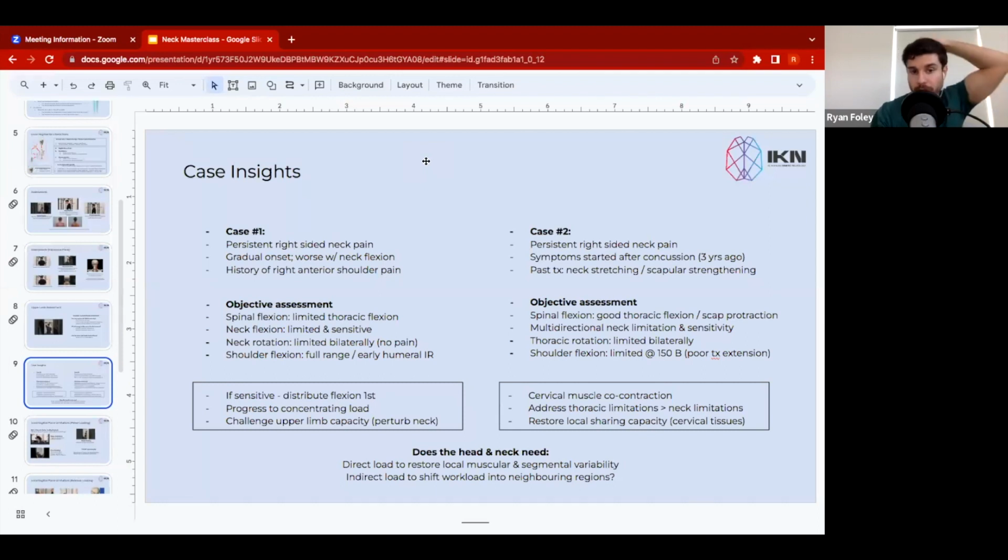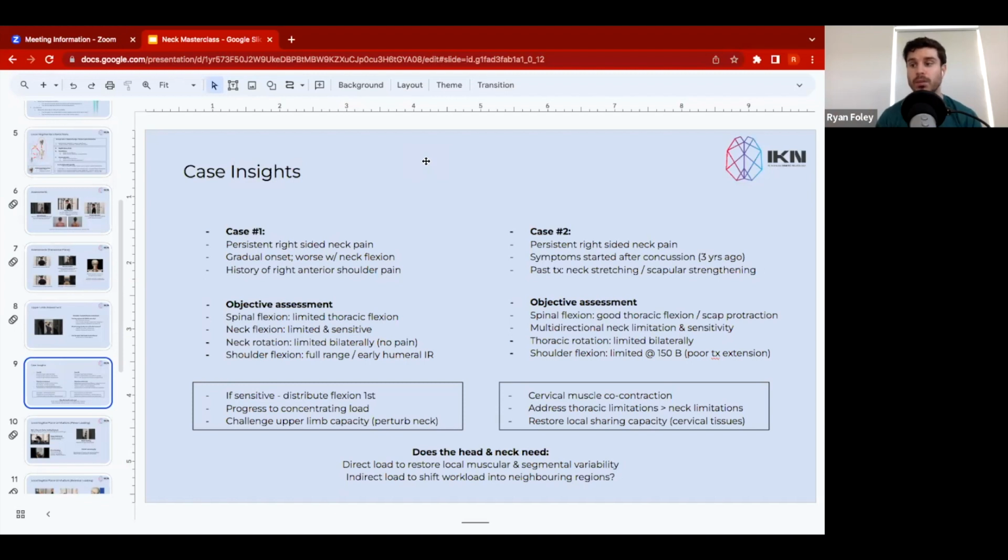Okay, so let's look at two different case scenarios that may represent individuals that have different needs. Okay, so case one, we have a client with persistent right-sided neck pain of gradual onset, worse with neck flexion. So as this client flexes the head, they feel pain, they feel sensitivity through the right side of the neck, but they have a history of right anterior shoulder pain.